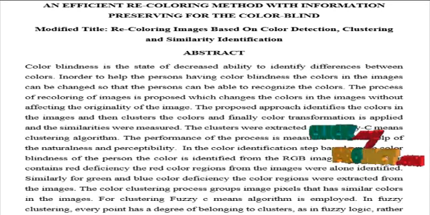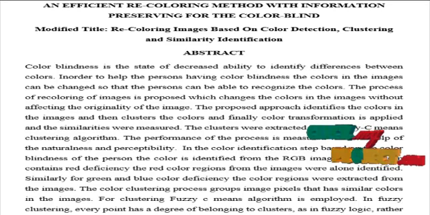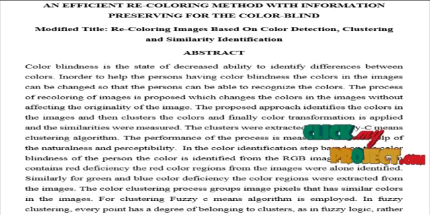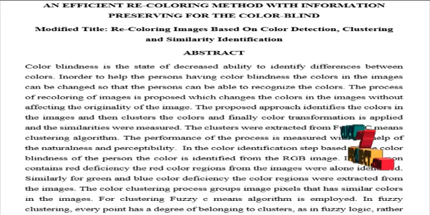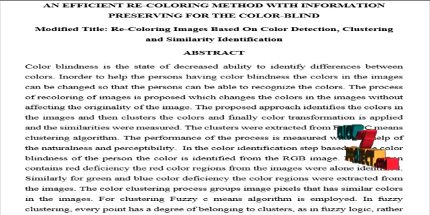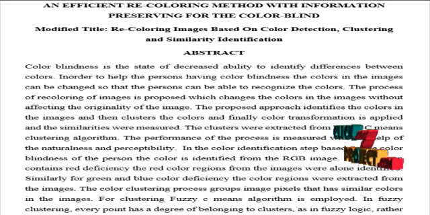In the color identification step, based on the color blindness of the person, the color is identified from the RGB image. If the person has red deficiency, only the red color regions from the images are identified. Similarly, for green and blue deficiency, the color regions are extracted from the images. The color clustering process groups image pixels that have similar colors. For clustering, the fuzzy C-means algorithm is employed.